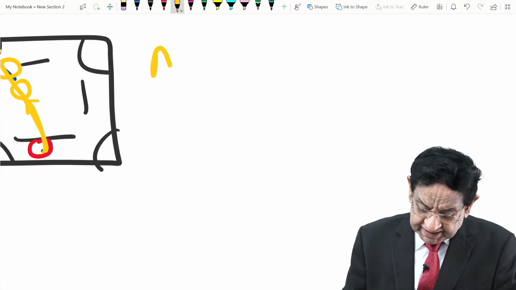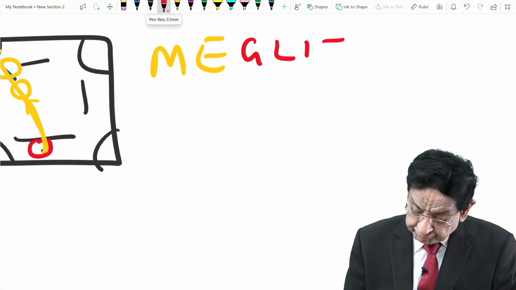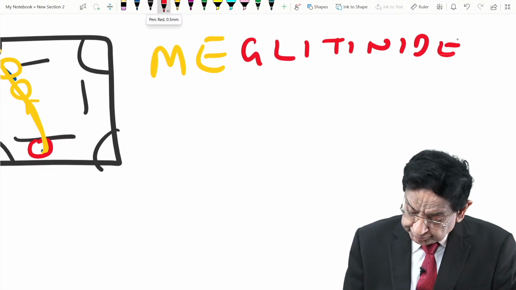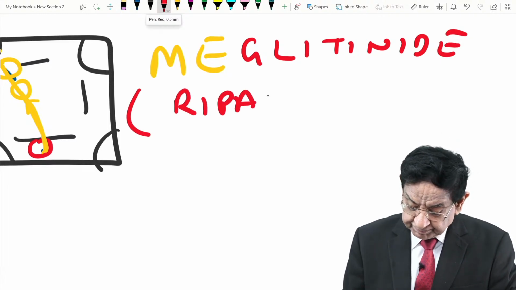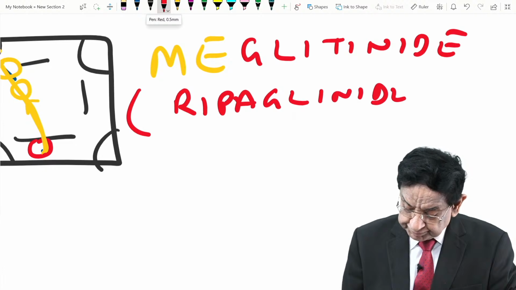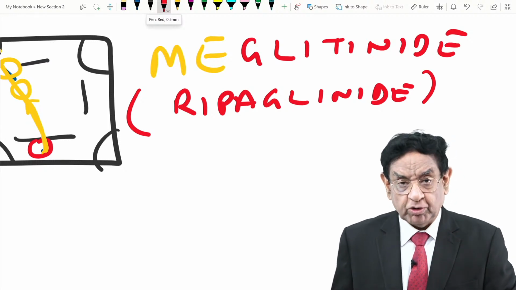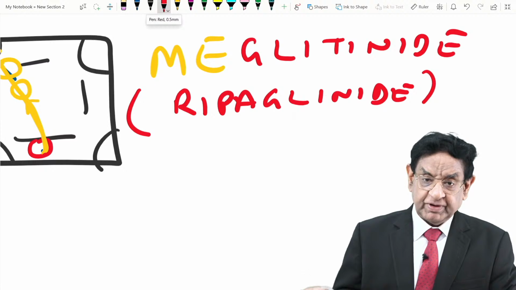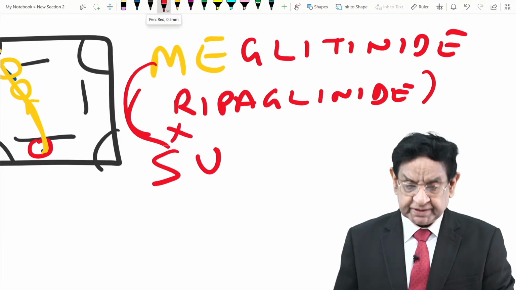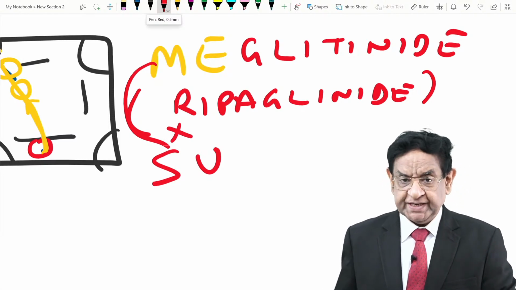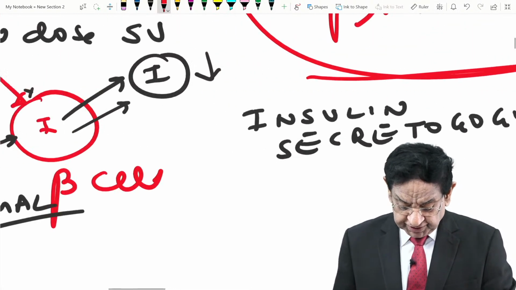The answer is meglitinide, the group of drugs which includes repaglinide. So these are all insulin secretagogues. One more question: that's why sulfonylurea should not be combined with meglitinide, because they both have the same mechanism of action. Again, a very commonly asked question. These are the gold medal questions from pharmacology for you.